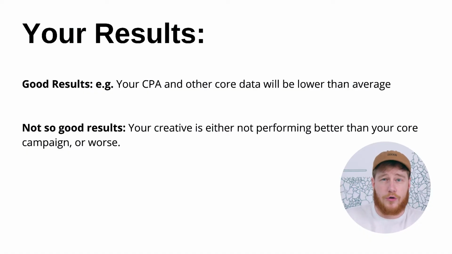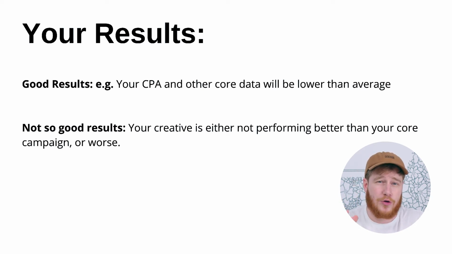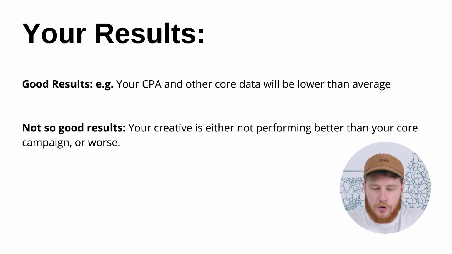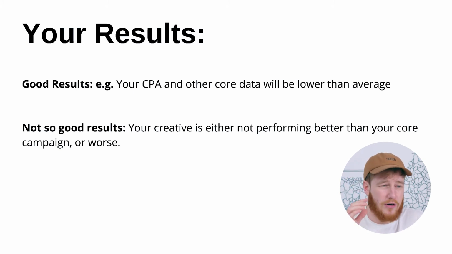And when it comes to results, your ads are going to fall into a few different categories. You're going to have good results. Your CPA is great and just the way you want it. Basically, all your core data that you use as your KPI is going to be lower, if not the same as average. But then you have your not so good results, which most people will probably get at some point. Your creative is either not performing better than your core creative in your campaign, or it's just a complete and utter flop. And sometimes that happens. You're not always going to hit on a winner. It's not always going to happen. And so you need to make sure that you're constantly testing new creative in order to constantly be finding winners.